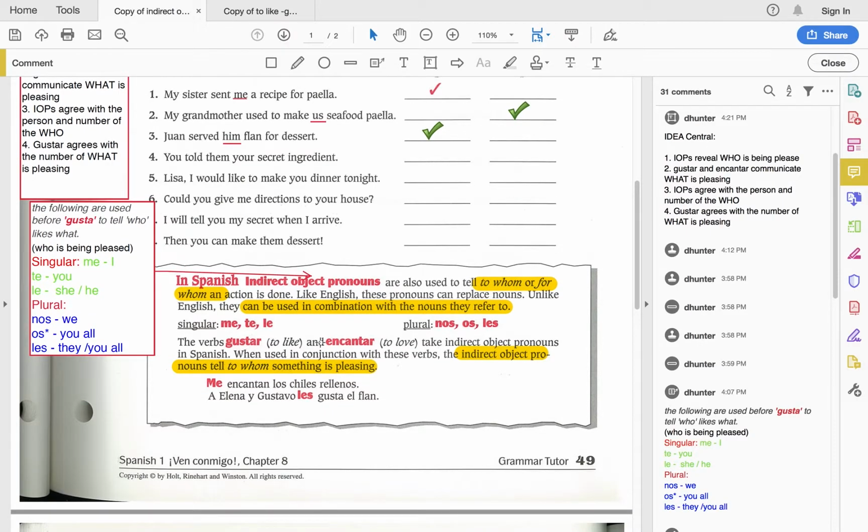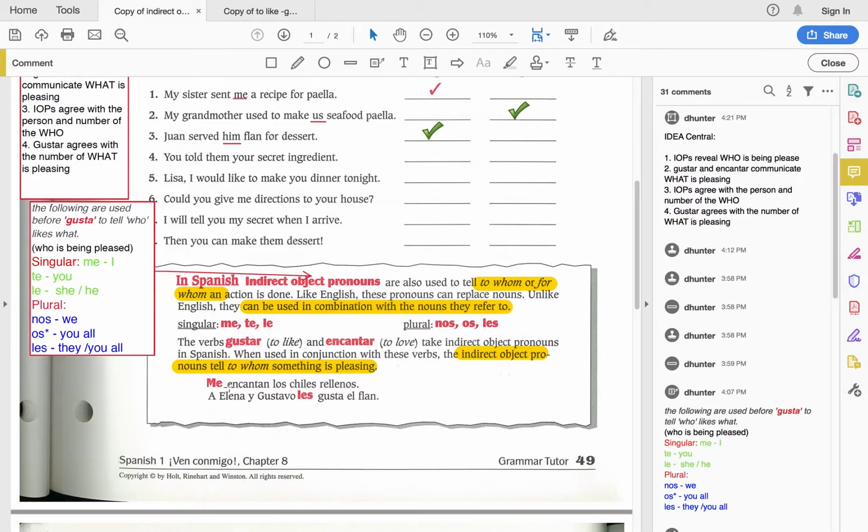Adelante. So we have gustar and encantar. Ya sabemos que significa gustar, pero encantar significa to love. All right? So if we really like something, we might change our gustar to encantar, and it operates the same way. Indirect object pronouns finally tell to whom something is pleasing. So again, all of these words we would say like me gusta, or te gusta, or nos gusta to communicate that we like. Nos gusta, te gusta, you like, or me gusta, I like.